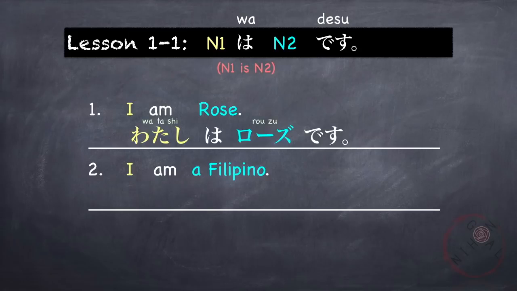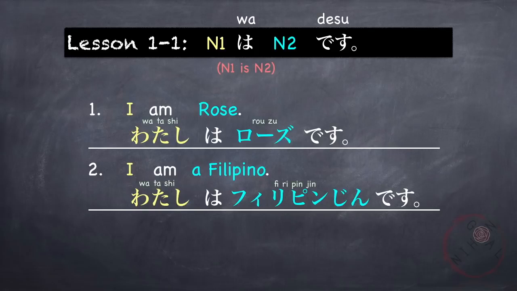Another example, let's say I am a Filipino. Again, I is watashi. A Filipino is Philippine-jin. Philippine is Philippines. Jin is a suffix added to a country name to indicate that I am a national of a certain country. So if we say the full sentence, it's Watashi wa Philippine-jin desu. I am a Filipino.